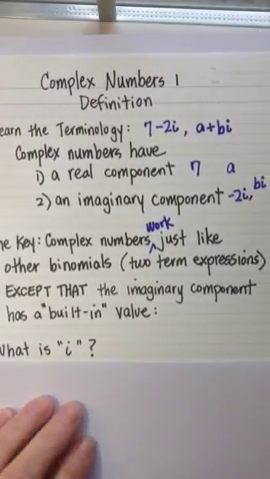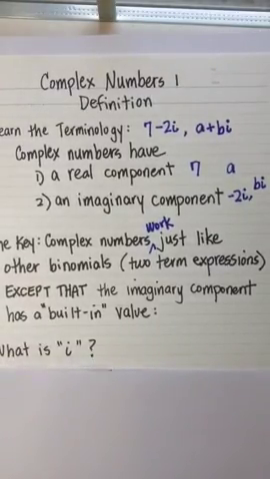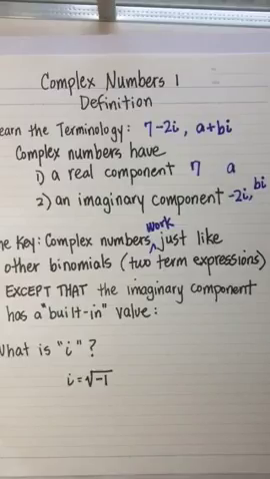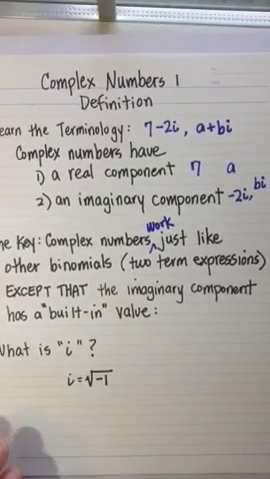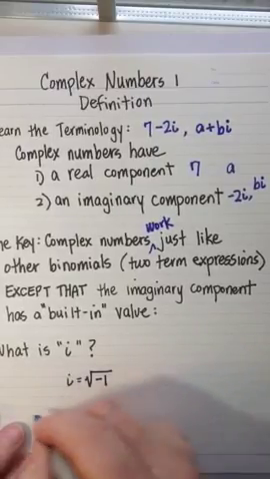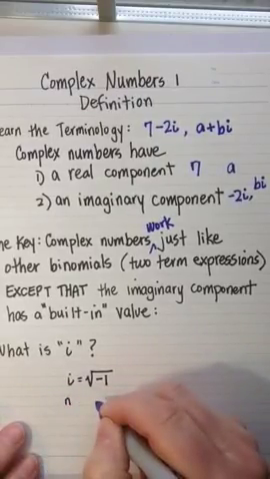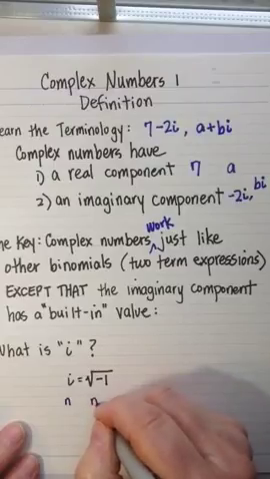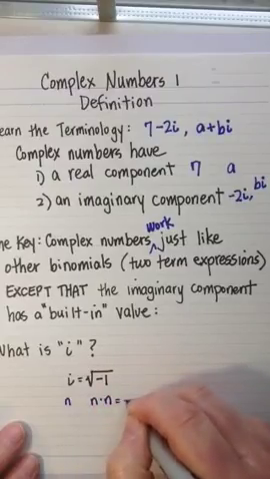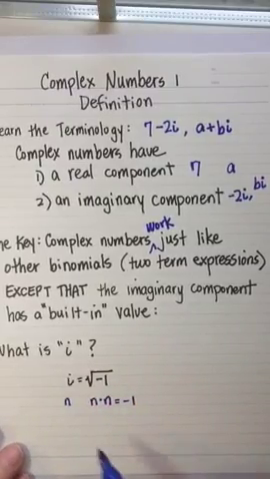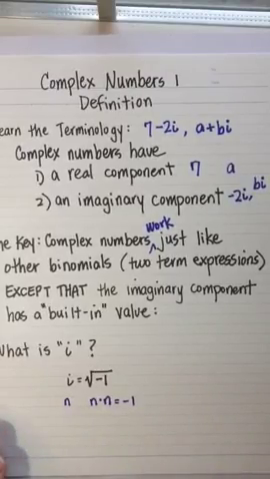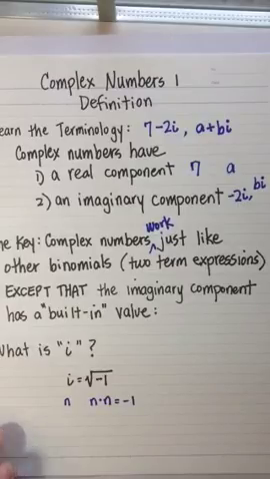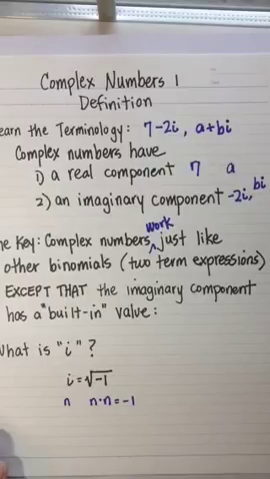So the built-in value is i. What is i? i is defined as the square root of -1. Now, there is no number n such that n times n equals -1. If there was such a number n such that n times n equaled -1, then n would be the square root of -1. This number, I'm using n to represent a real number.